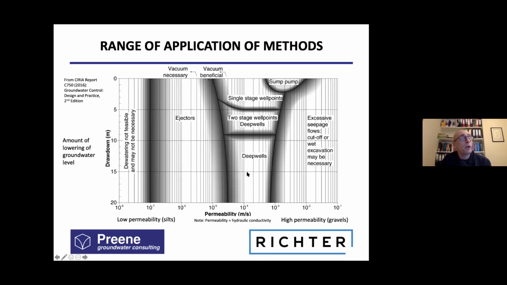So maybe the permeability of the soil isn't 10 to the minus 4, maybe it's something like 3 times 10 to the minus 5, or 4 times 10 to the minus 5, which would be there. That's still within the deep well zone, but it's getting close to the border with ejector wells. And ejector wells and deep wells tend to work differently in different conditions. So if that is where our point of permit is, I maybe want to do some further investigation and decide whether I really think the permit is that value, to make sure that I don't choose the wrong dewatering method.